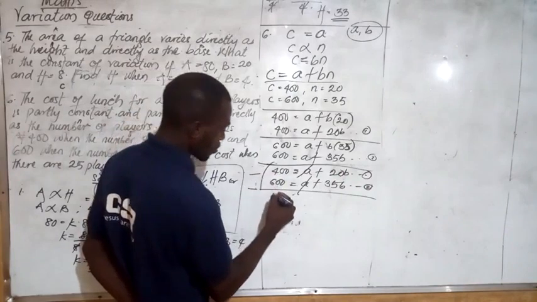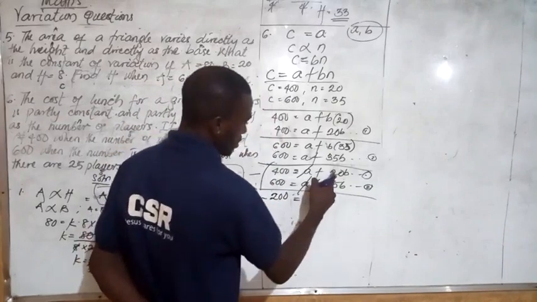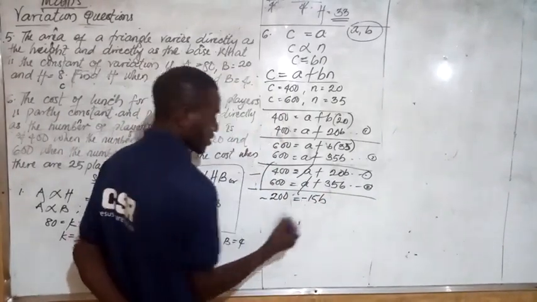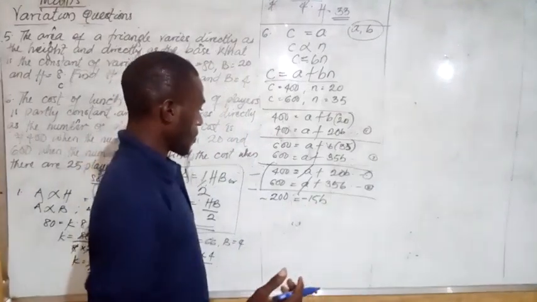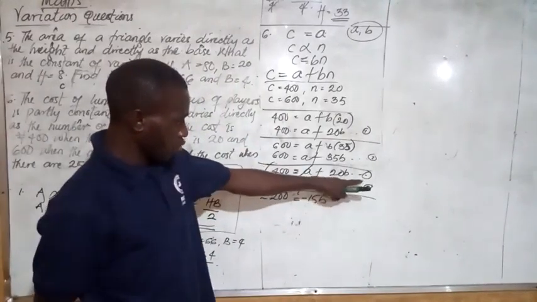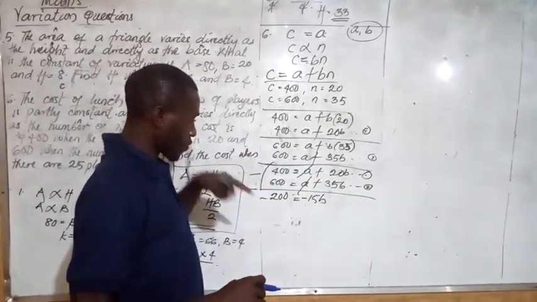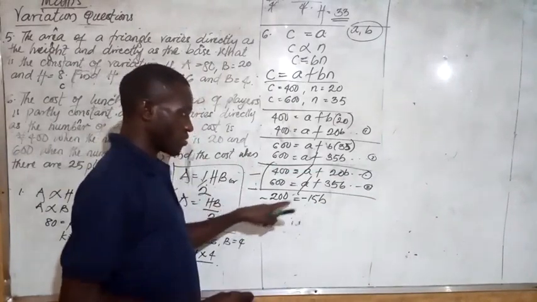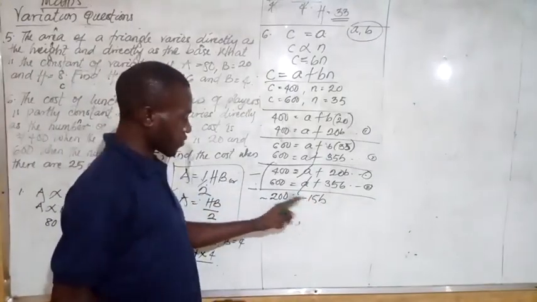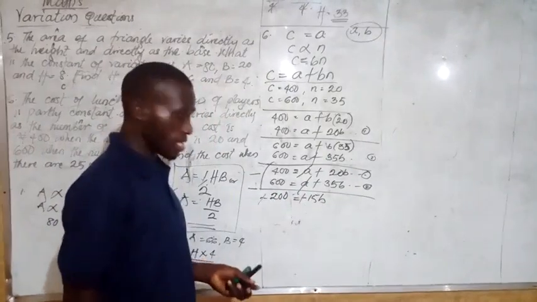400 minus this is going to give us negative 200 equals this minus this is going to be negative 15b. Because now, for the purpose of doubt, let's check if we subtract equation 1 from 2, that is the reverse. We have 600 minus 400, we get 200, which is positive. I'll get 35 from 20 to get 15, which is positive. So this negative is going to cancel the negative here, so you see we get the same answer.